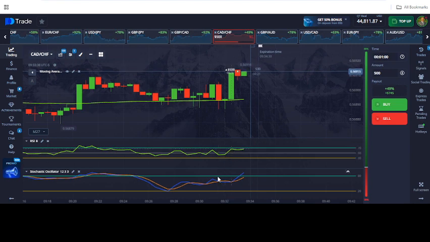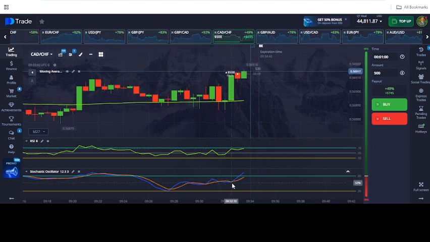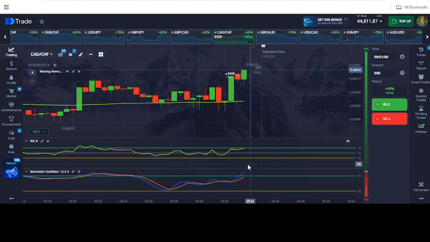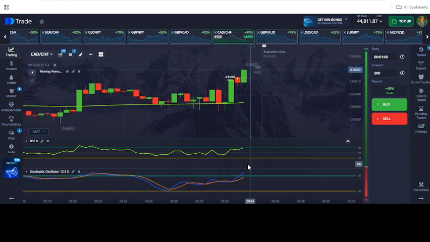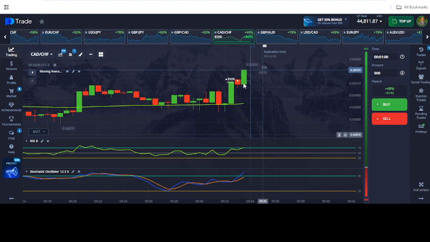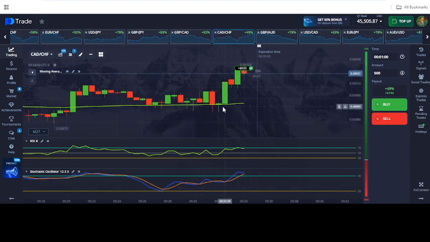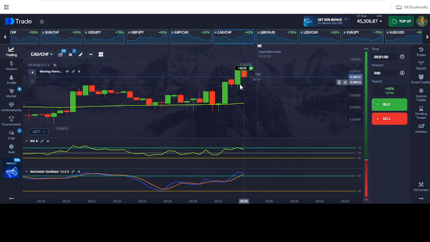And thirdly, we have the stochastic oscillator, the blue K line crossing over the D line in an upward direction. So this suggests a bullish momentum to the upside over the next 60 seconds. We have all three confluences here, and we won that trade, okay?